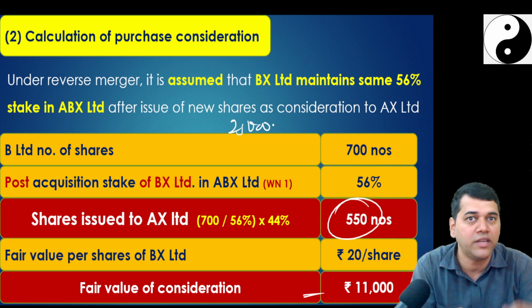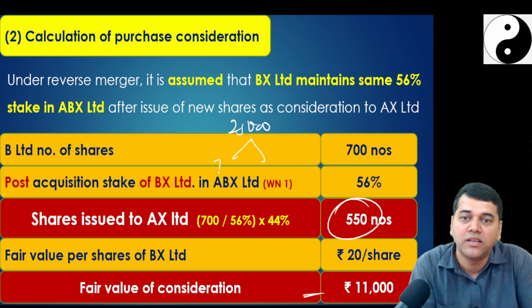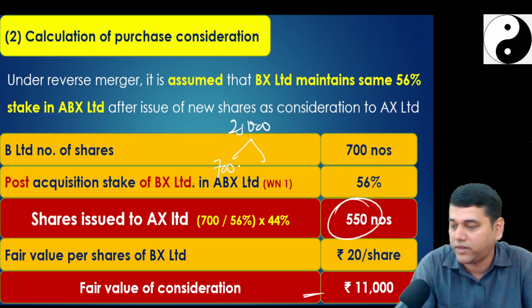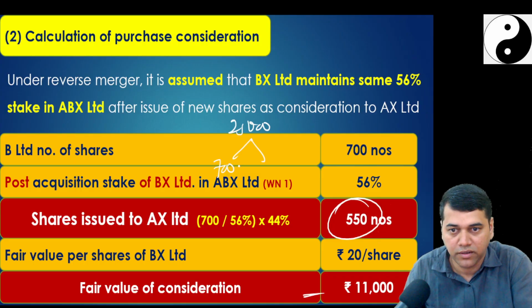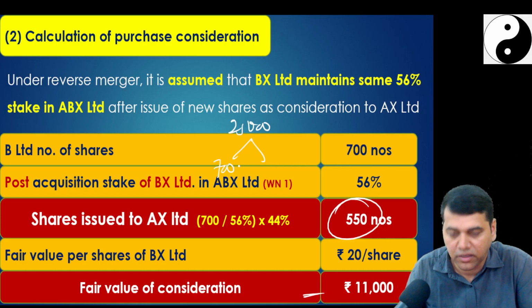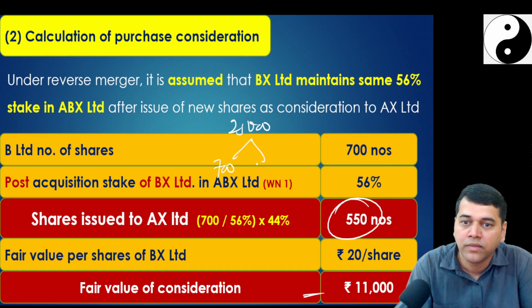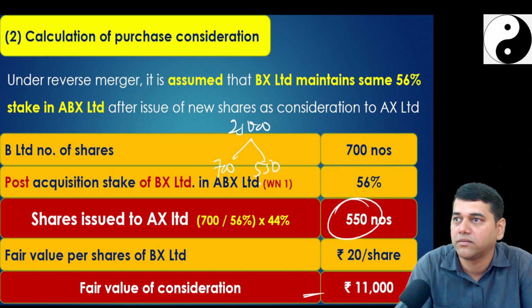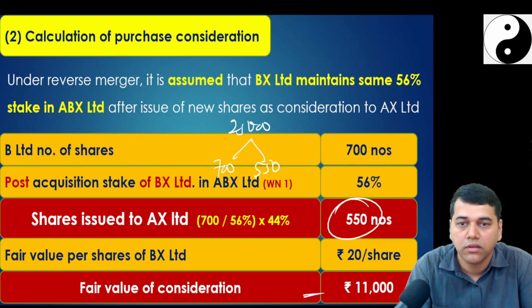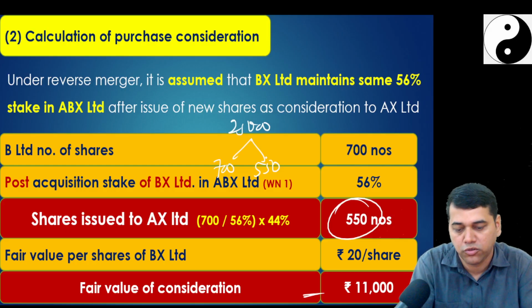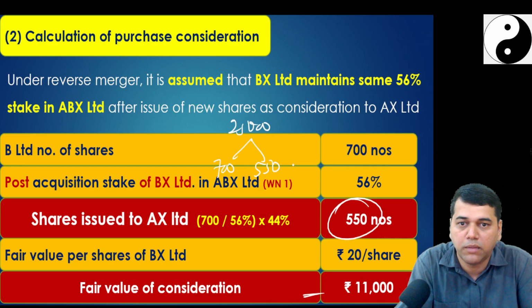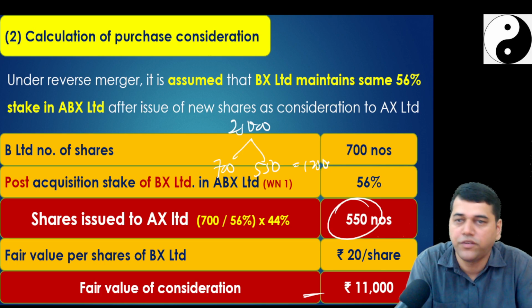14,000 you, 11,000 AX. In this, what is the share capital? 700 shares belong to BX, 550 shares belong to ABX. 700 is 56%, no? So plus 550, total number of shares is 1250. In 1250, 700 belongs to you, 56%.